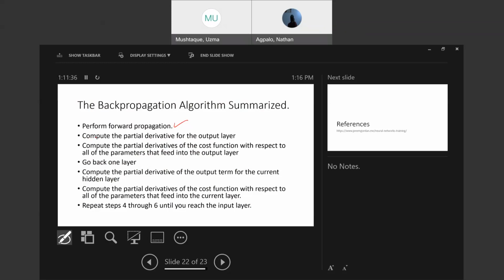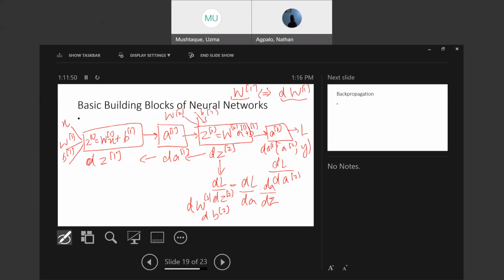Right? So that's what this is saying. Compute the partial derivatives of the cost function with respect to all of the parameters that feed into the output layer. And then go back one layer, like if this was L, go to L minus one, and again compute the partial derivative. So this is actually telling you what we did here.